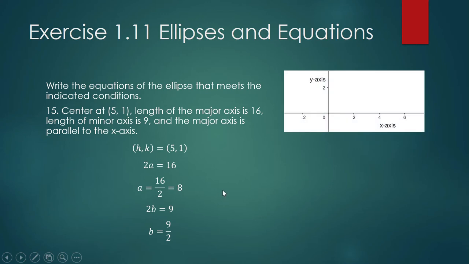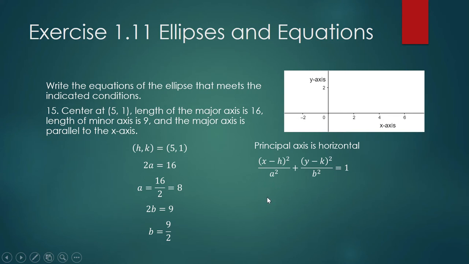The next challenge for us is to choose which equation to use, because we have two sets of equations, or two classes of equations. It has something to do with the orientation of your principal axis. And so this is going to be the key phrase: the major axis is parallel to the x-axis. So that means our principal axis is horizontal. So our choice for the equation is this one. A squared, the larger denominator, will appear below x.